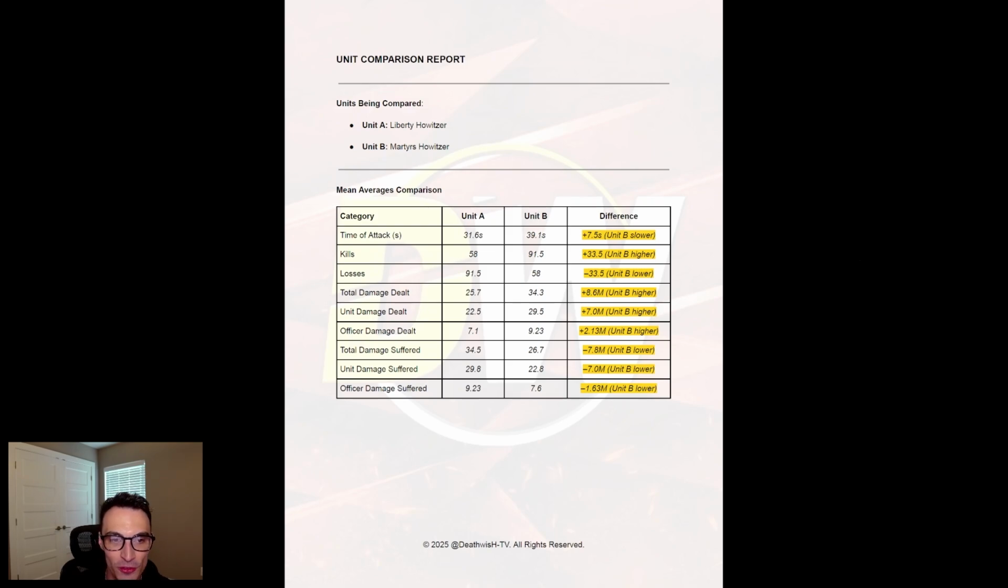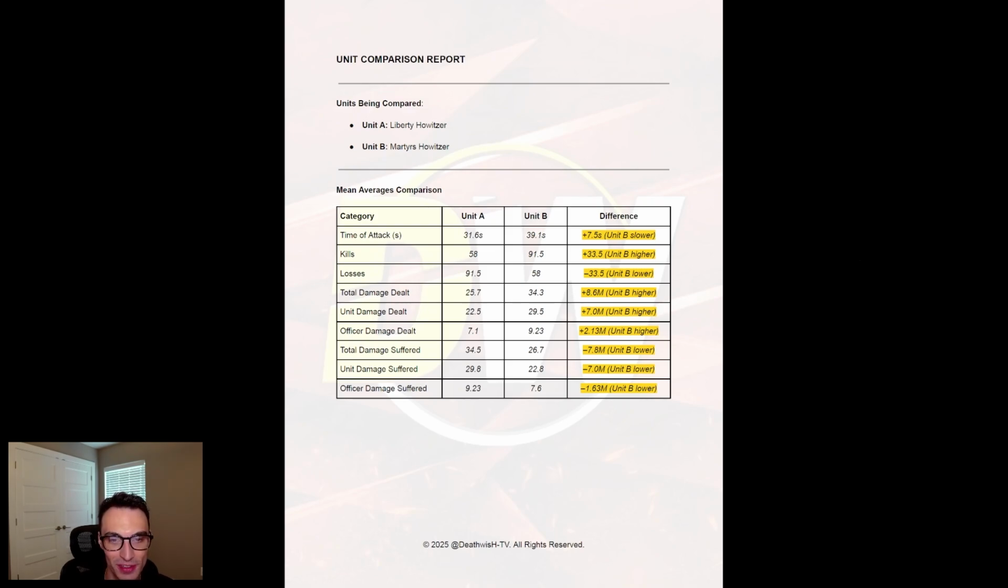Now, these are averages across all 8 of the testing trials. So the average time of attack for both units: Unit A is, of course, Liberty, Unit B is, of course, Martyrs. The average time of attack for Liberty is 31.6 seconds compared to the Martyrs, which is 39.1 seconds. So the difference between the two is a 7.5 second difference, and that goes to the Martyr Howitzer. So essentially, in a nutshell, it stays in the fight longer.